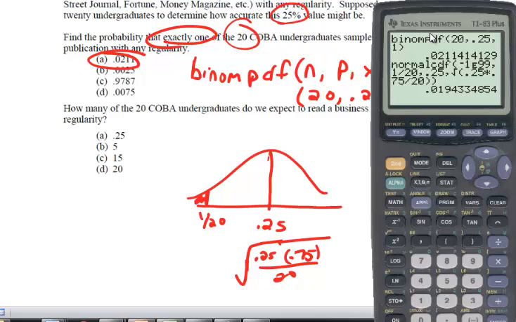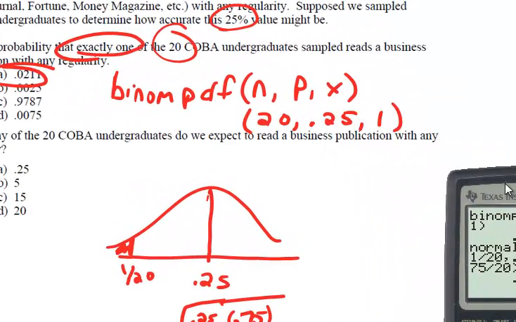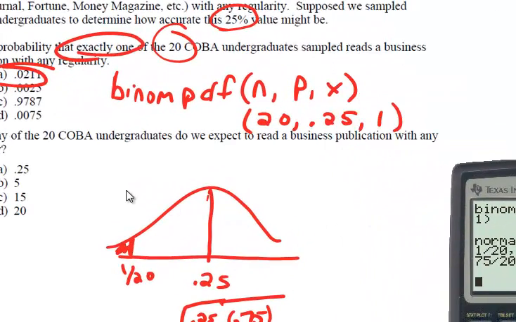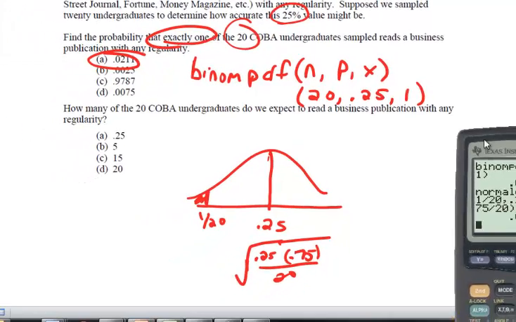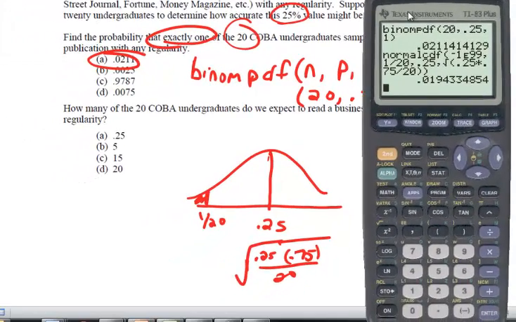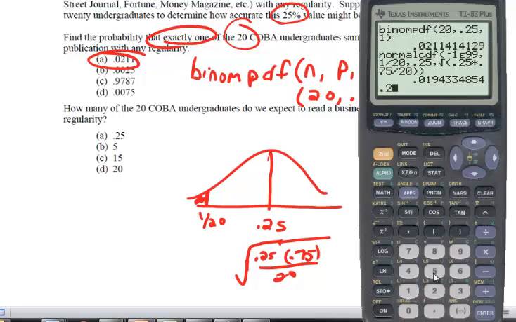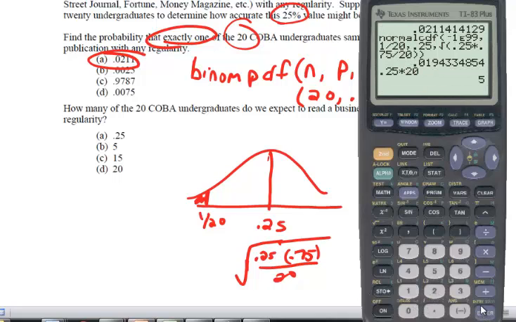And if you look at the choices, it's not like these are really close to each other. So if all else fails, you can use the normal to approximate that binomial. How many of the 20 undergraduates do we expect to read a business publication with any regularity? So we got 20. 25% of them do, so it's going to be 0.25 times 20. We should do that in our head, right? 1/4 of 20 is 5. So B.